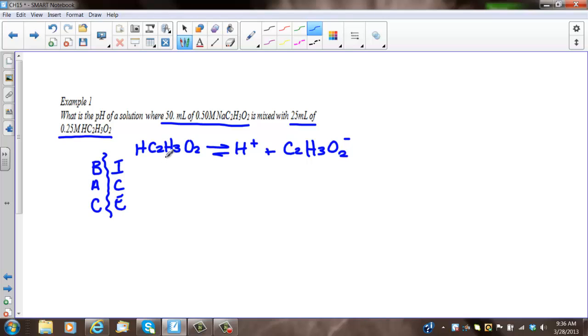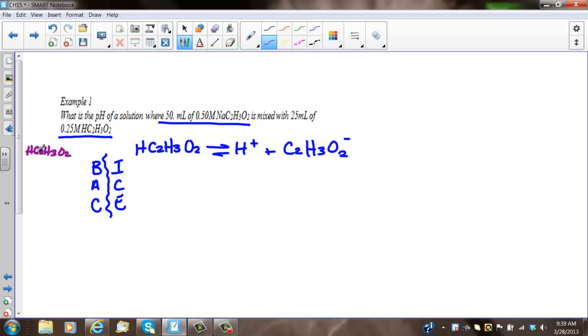So initially we have to figure out what is our initial concentration. Well, you're mixing this with this, so we have to calculate the new molarities. So I'm going to do that over here. Okay, so we have to figure out the new concentrations because we're mixing the two solutions together. So let's do my acetic acid first.